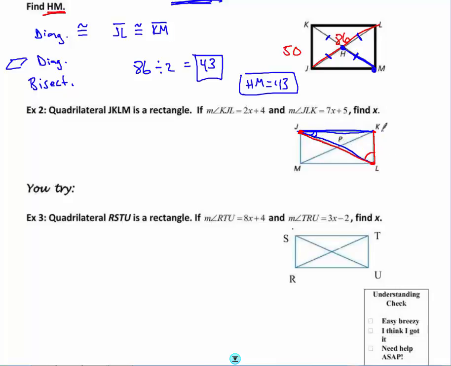But what we know about those 2 angles is that because this is a right angle, because all rectangles have right angles, these 2 angles here have to add up to 90 degrees because the 2 acute angles of a right triangle always add up to 90 degrees. So 2x plus 4 plus 7x plus 5 equals 90. Then we can combine like terms and get 9x plus 9 equals 90. Subtract 9 from both sides. 9x equals 99. So x equals 11.